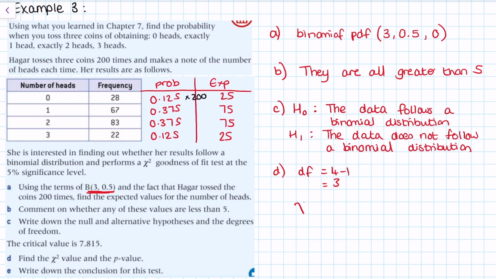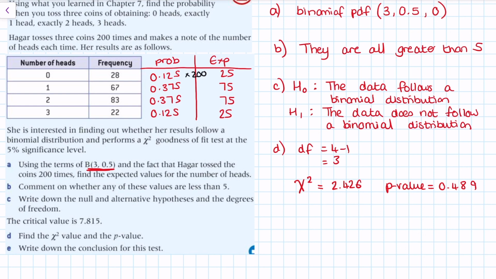Do our chi-squared step, just as we did in example 1 on the calculator, and you find the chi-squared is 2.426, and the p-value is 0.489. Then we can do our comparisons for part E. So the critical is 7.815, so 2.426 is less than 7.815, for the 5% significance level. 0.489 is greater than 0.05. Therefore, we will be accepting the null hypothesis. And that's the chi-squared goodness of fit test.